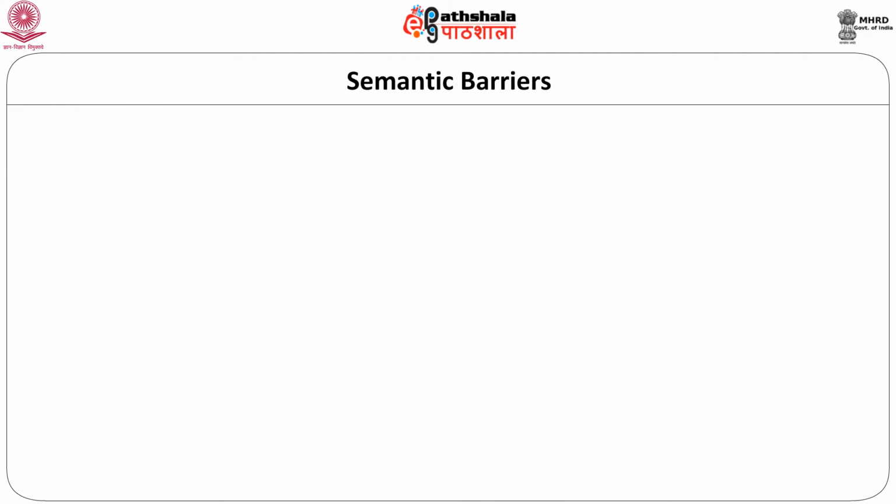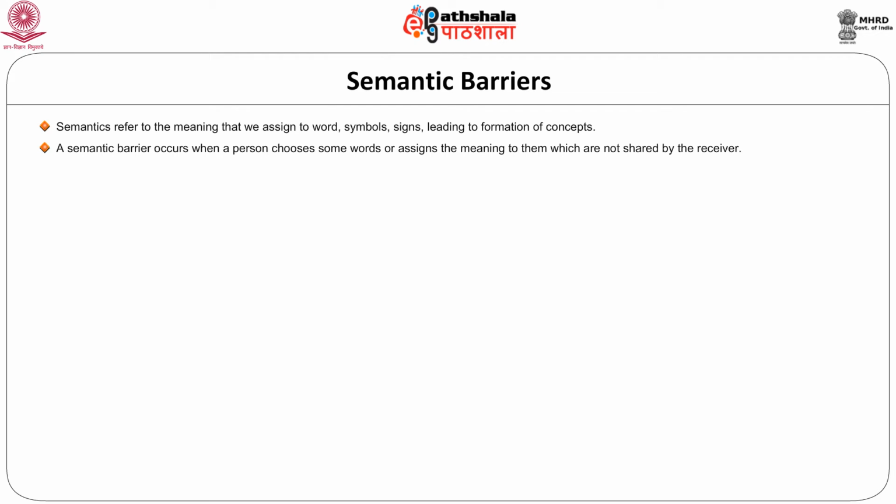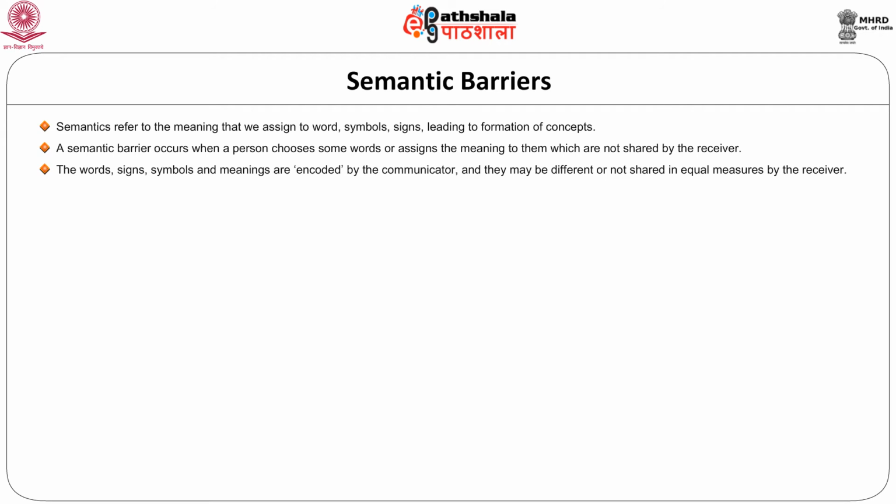The next group of barriers is what we call semantic barriers. Semantic refers to the meaning that we assign to words, symbols, signs, leading to the formation of concepts. A semantic barrier occurs when a person chooses some words or symbols or assigns a meaning to them in a way which is not shared by the receiver. The words, the signs and symbols and the meanings are coded by the sender, and they may not be shared in equal measure by the receiver. If it happens, then the communication will not occur.